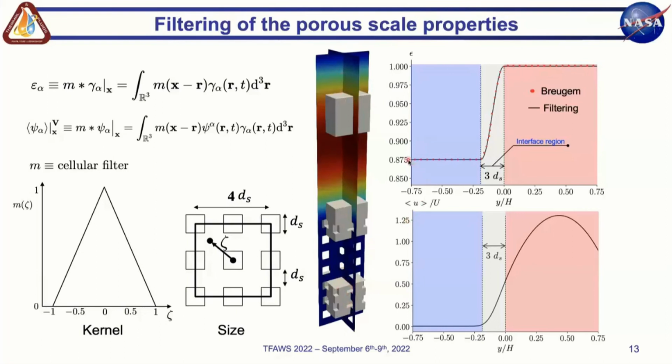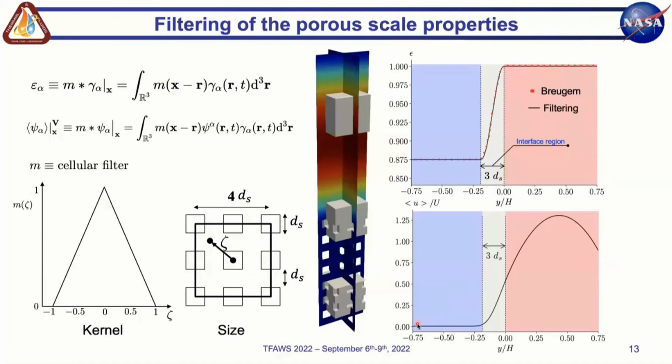I'm showing the variation of porosity. In the porous region it is around 0.875, which is the analytical solution for this geometry. And you can see the variation of porosity across the interface. Then in the free fluid part, you reach a value of 1, as expected. What is interesting to see is that our interface is around 3 ds, so it has a certain length.